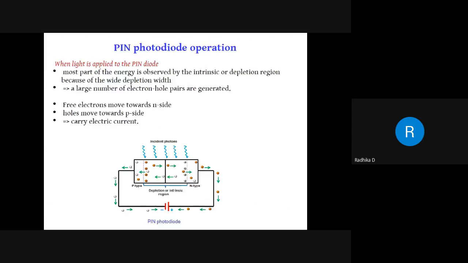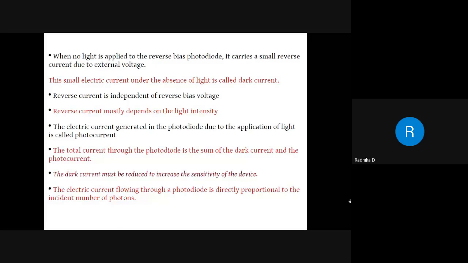Now I just missed one slide here. Okay, so here's the thing. Initially, when you had only applied voltage and didn't apply any light, the current produced is very less. You call that dark current. Why? Because there is no light there. The small electric current produced in the absence of light, due to just the applied voltage in a photodiode, is known as dark current.